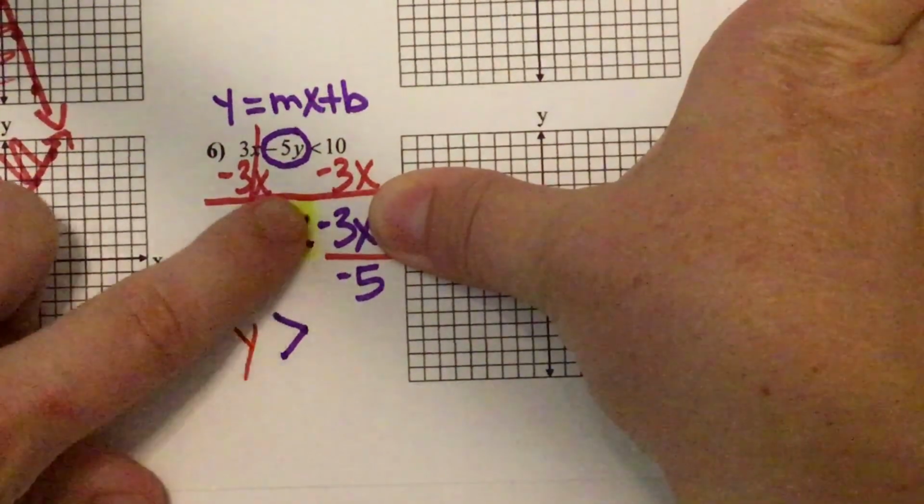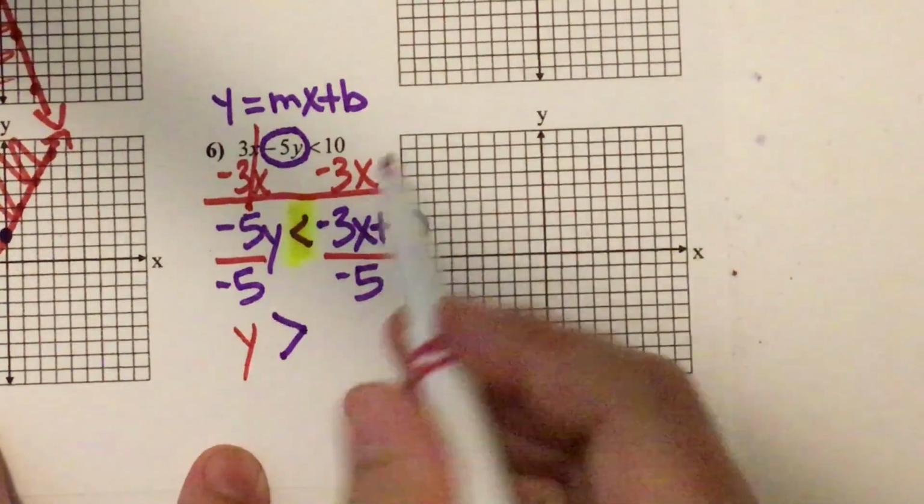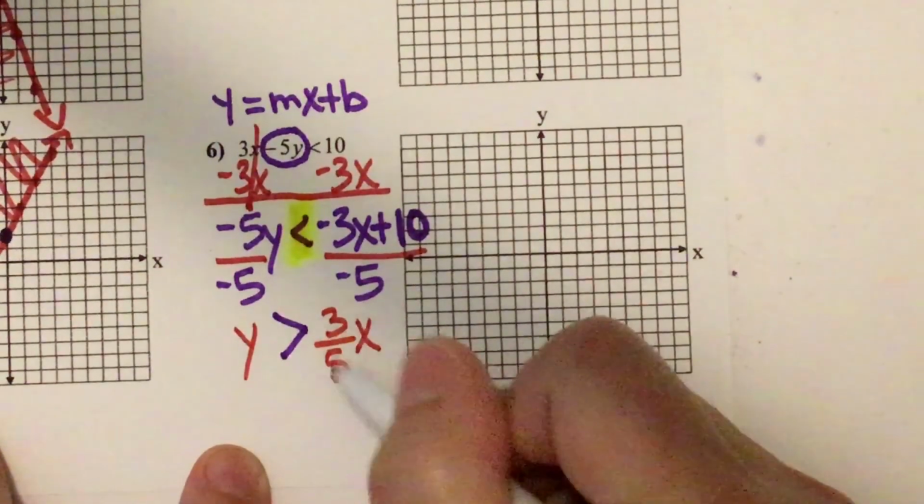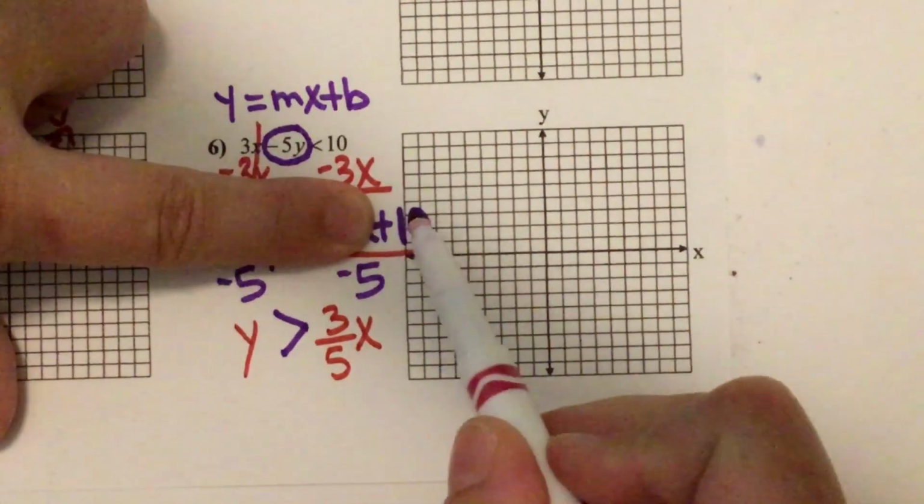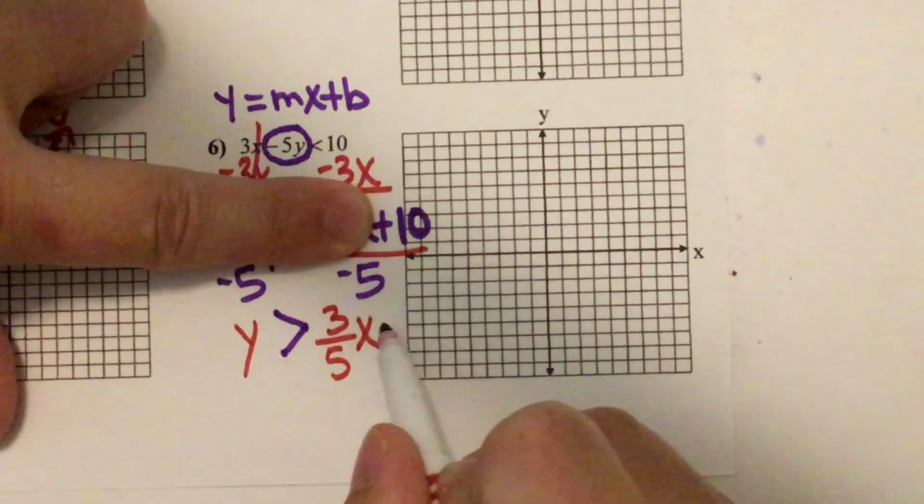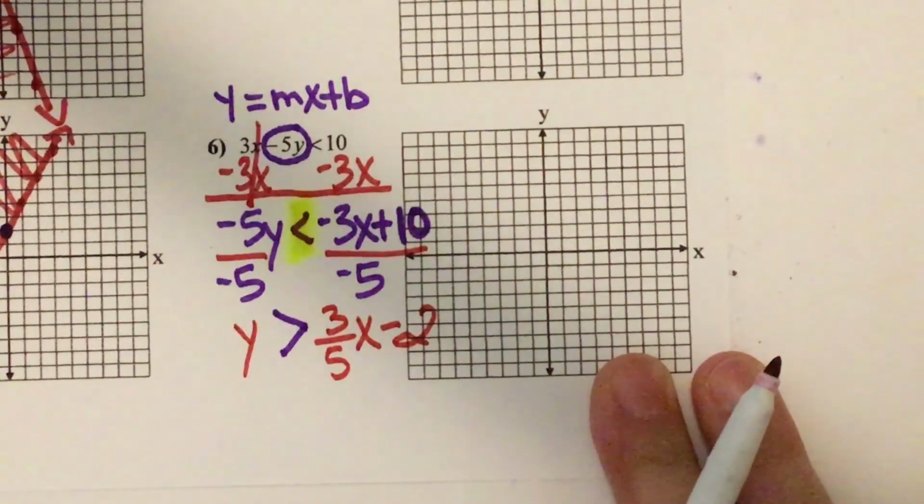So what is a negative divided by a negative? A positive. So it's a positive 3/5 x. And if I could reduce 3/5, I would, but I can't. And then what's a positive 10 divided by negative 5? A negative 2. All right, we're ready to graph.